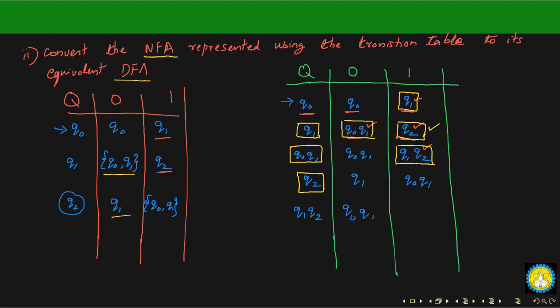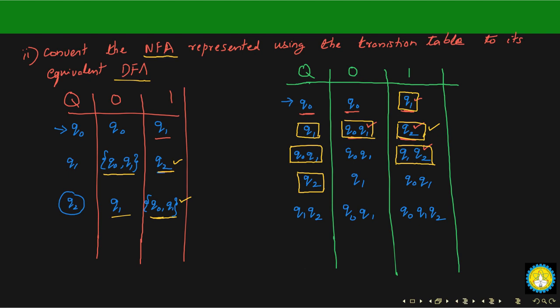Now, what about Q1 Q2's transition on 1? Q1's transition on 1 gives you Q2, and Q2's transition on 1 gives you Q0 Q1. So when you combine this, you'll get Q0 Q1 Q2. That I am going to write here. So Q0 Q1, and Q1 Q2 — this contains all the states Q0, Q1 as well as Q2.